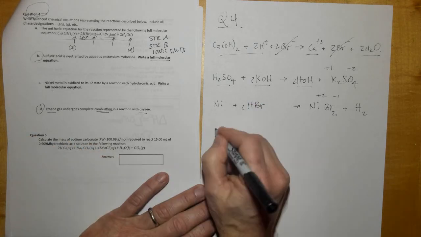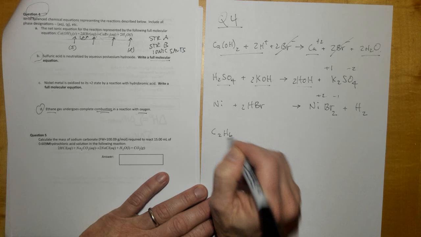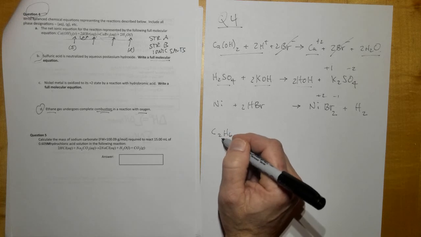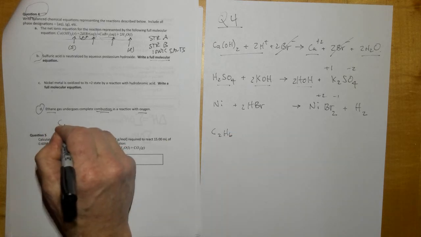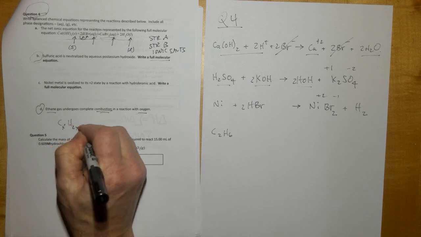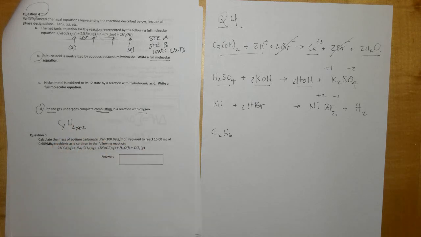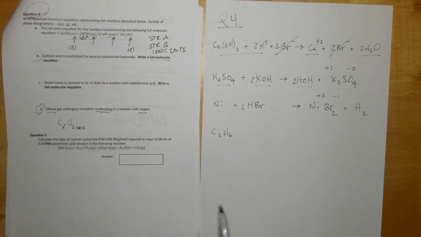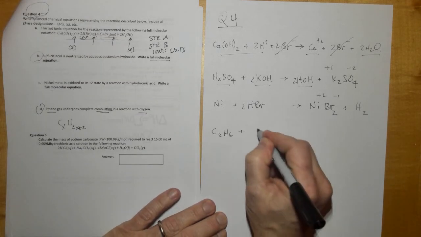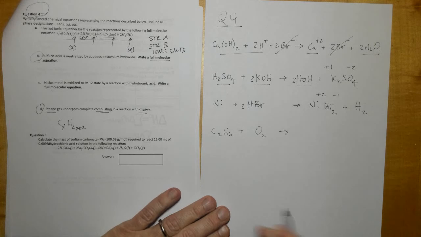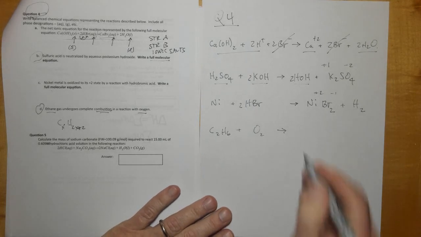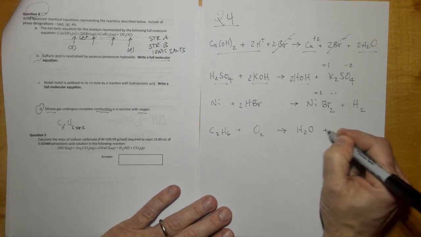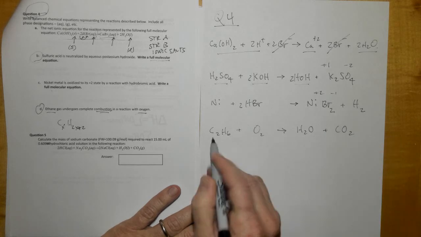Last one, ethane gas. Ethane, C2H6: the prefix eth means 2, and then ane means it follows the CxH2x+2 format. If you forget the prefixes, remember they're located right here. Organic prefixes. A combustion reaction means it's going to react with oxygen, and then there's always the same products for hydrocarbon combustion. You always get water, and you get carbon dioxide.